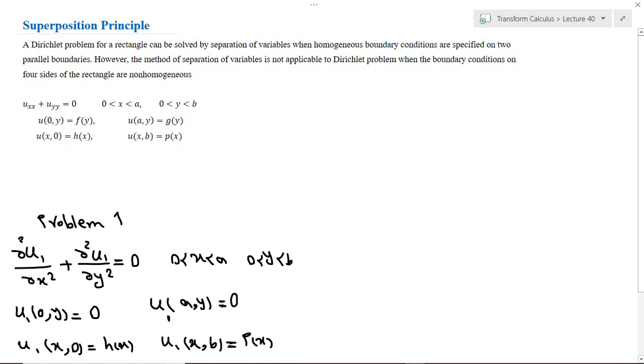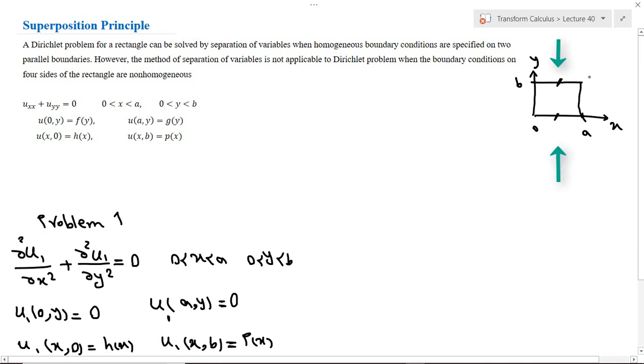Now we have one boundary value problem that has two homogeneous boundary conditions on parallel boundaries. What does parallel boundaries mean? For example, the region that you want to solve this problem in has x between 0 and a, from here to here, and y between 0 and b, from here to here. That's why we are solving the problem in this region. In fact, this boundary is parallel with this boundary.